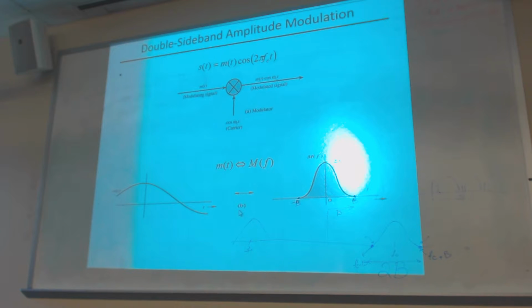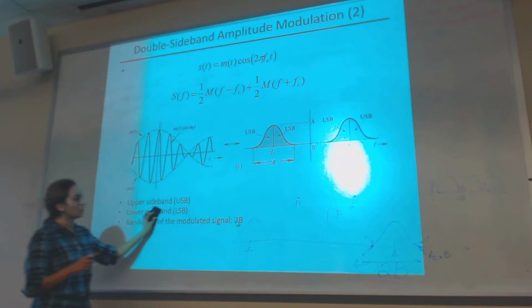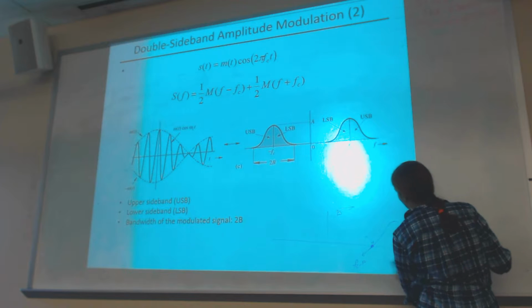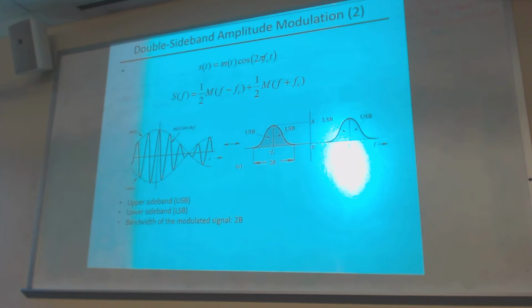But of course, we know the advantages. Let's talk about that. From this slide, you again have the upper sideband (USB) and lower sideband (LSB) here and there, and the bandwidth is 2B. Now you see the envelope here, m(t) and then minus m(t).